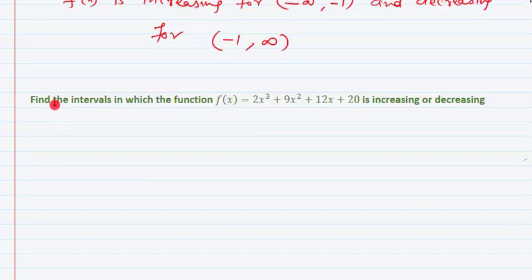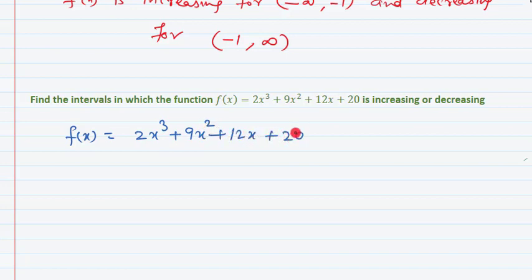Next example is: find the intervals in which the function f x equals 2x cube plus 9x square plus 12x plus 20 is increasing or decreasing. So let us attempt this question with the simple 4 steps I have just explained. Taking f x equal to 2x cube plus 9x square plus 12x plus 20, calculating f dash x gives 6x square plus 18x plus 12.